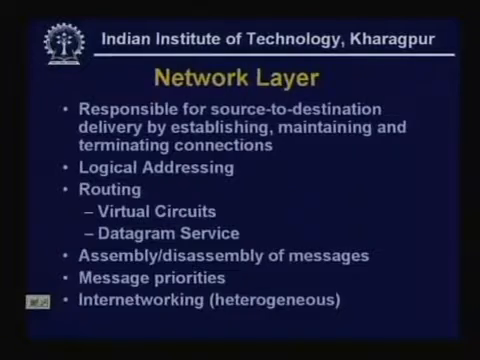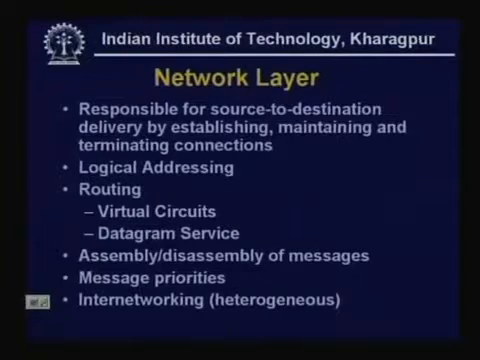Then we have the network layer. These are the functions performed in the network layer. The network layer is responsible for source to destination delivery by establishing, maintaining and terminating connections, and it will deal with logical addressing. As we shall see, as part of the frame we have to put the source address and destination address. So, you have to do some kind of framing, and the logical address will be part of that. Then it has to do routing, because here it will go through a number of communication systems.